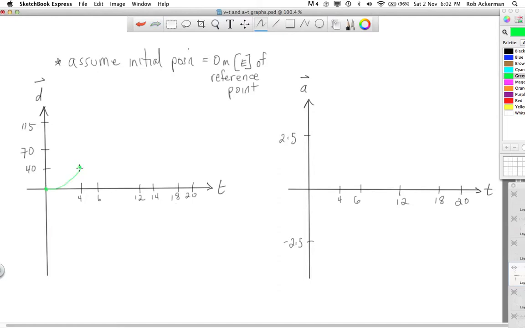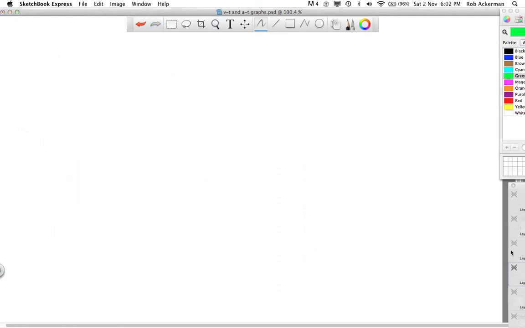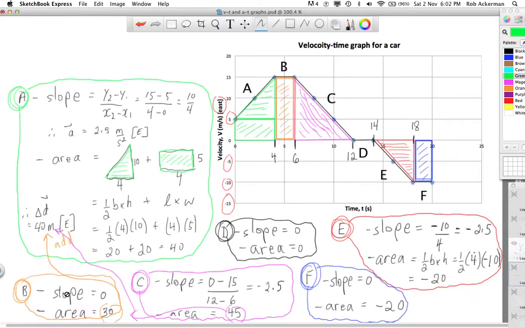Okay, well, that'll have to do. Let's go back once again. What happened in part B? We moved at a constant speed. So what's that going to be on your position graph? It'll be a straight line for an additional 30 meters.